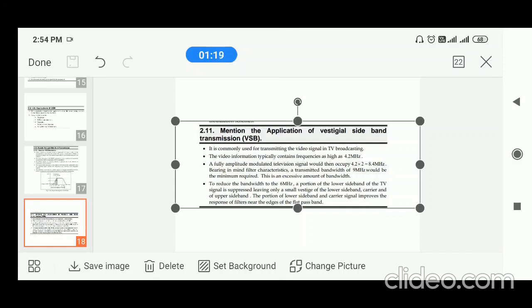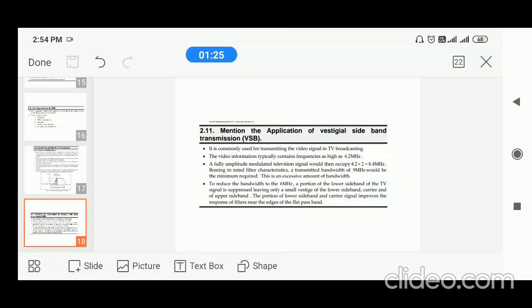In this way the vestigial sideband is mainly used for television communication, where most of the television signals are located at low frequency components. Applications: it is mainly used for video signal television broadcasting, which contains frequencies up to 4.0 megahertz. So this is the main application in television communication. For picture transmission we use this modulation technique, right?